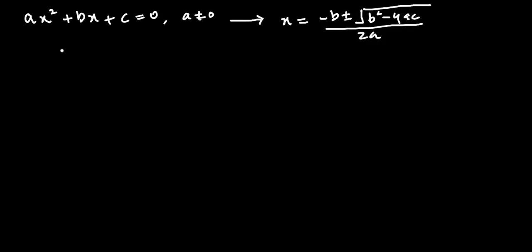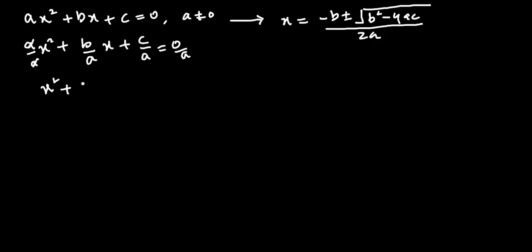So let us start. Since a is non-zero, we can divide by a on both sides of the equality. So this would be a by a x square plus b by a x plus c by a equals 0 by a. Since a is non-zero, we can cancel a with the a. Otherwise, division would not be possible if a were 0. So it would be x square plus b over a x plus c over a equals 0.